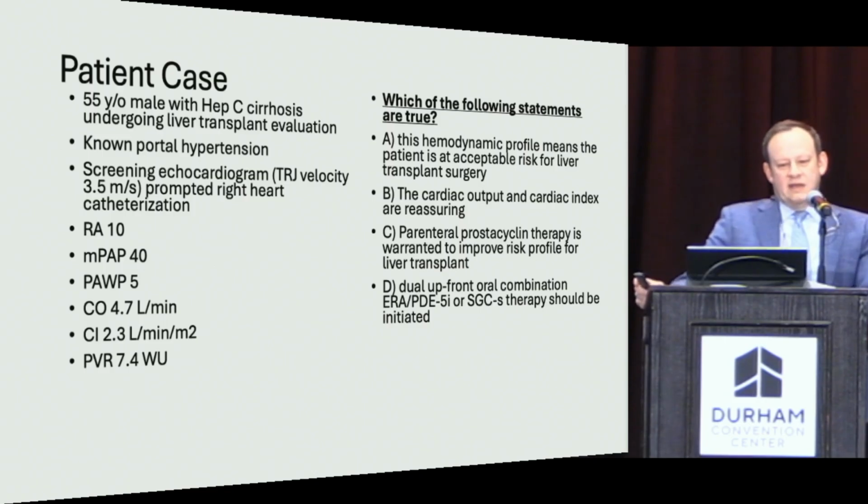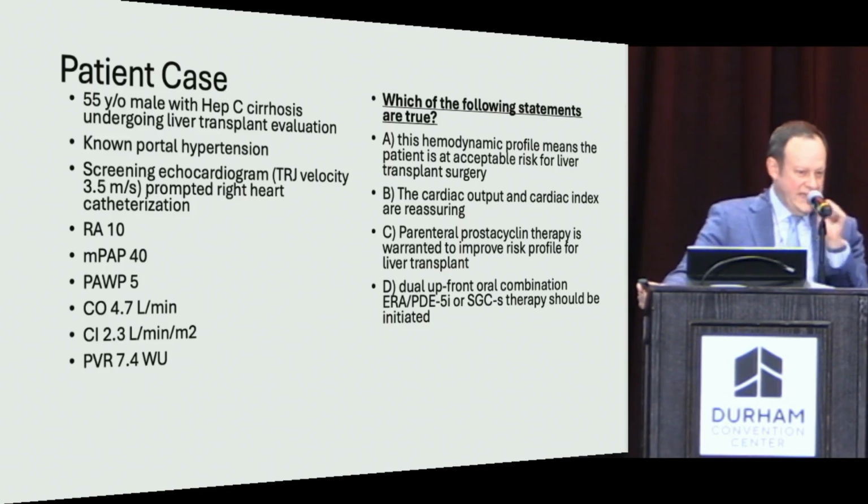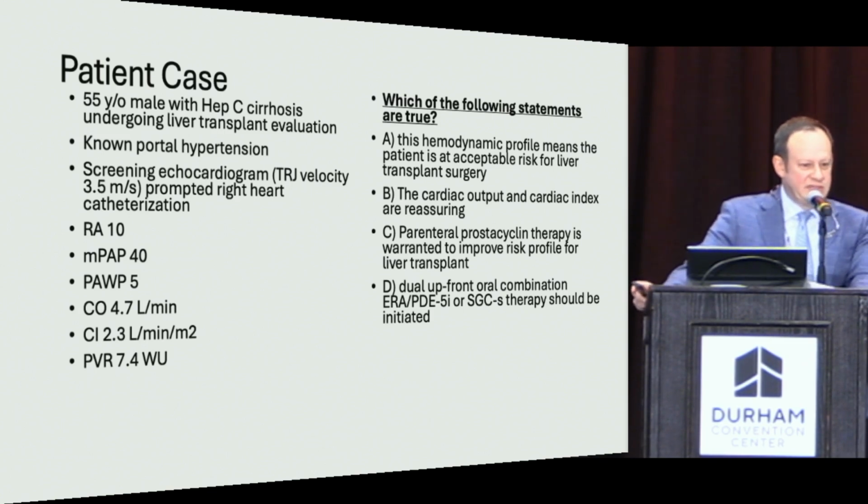So I'll just take a show of hands and say which of the following statements are true. A, this hemodynamic profile means the patient is at acceptable risk for liver transplant surgery. Any takers on that? Okay, good. B, the cardiac output and cardiac index are reassuring.